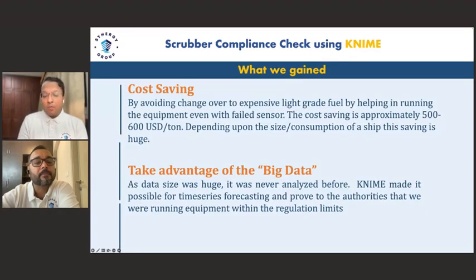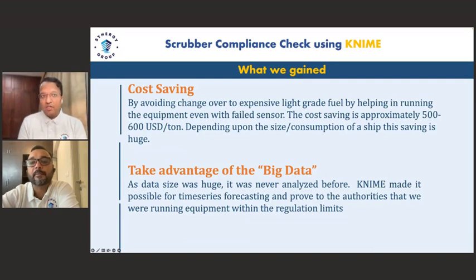So, what problems do we solve with this? First, by avoiding the changeover to a lighter grade of fuel in case of a sensor failure, we saved hugely on cost, because in the current market for ship bunkers, heavy oil and lighter grade oil differ by around 500 to 600 USD per ton. And depending upon the daily consumption and the size of the vessel, this difference results in a huge margin of saving in case the scrubber sensor fails and we are not able to prove that the scrubber is still compliant.